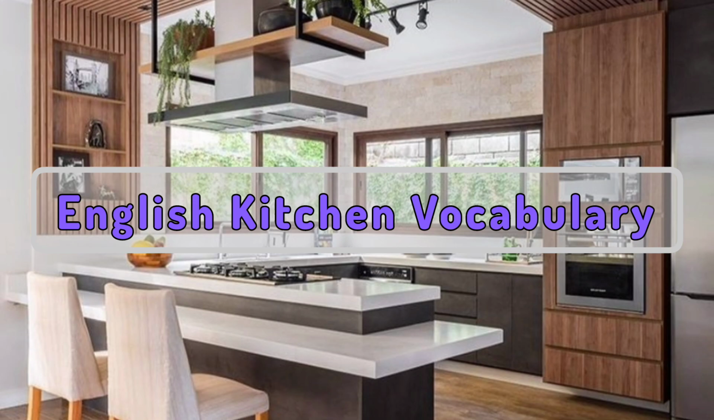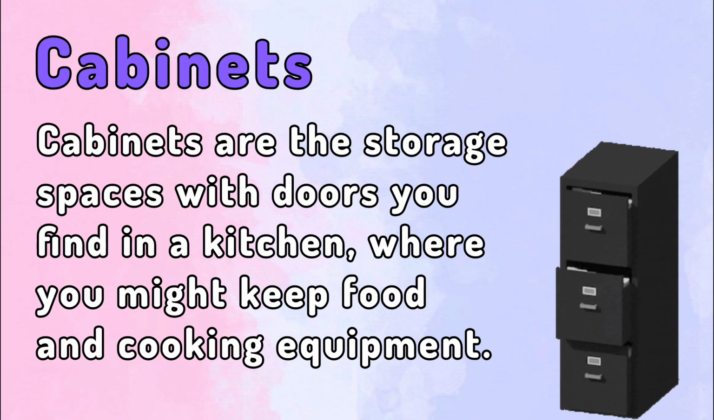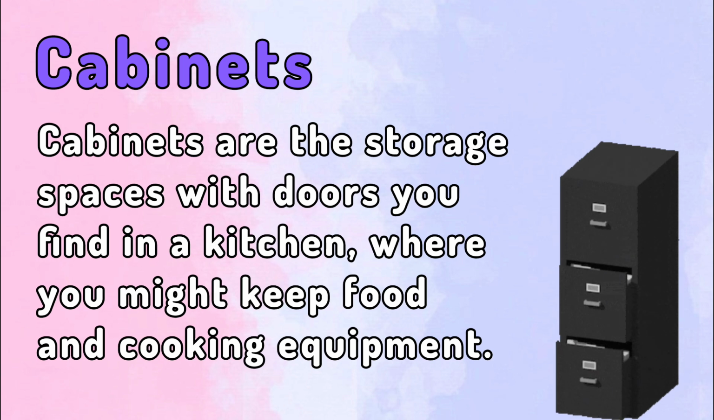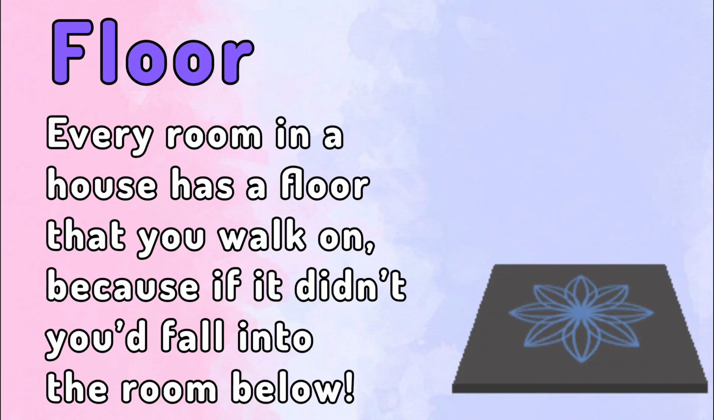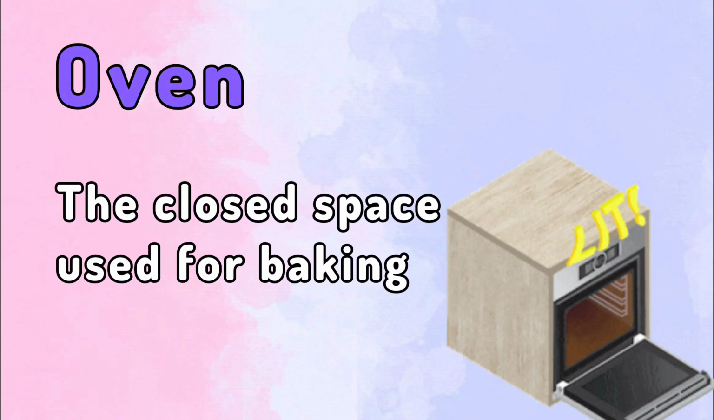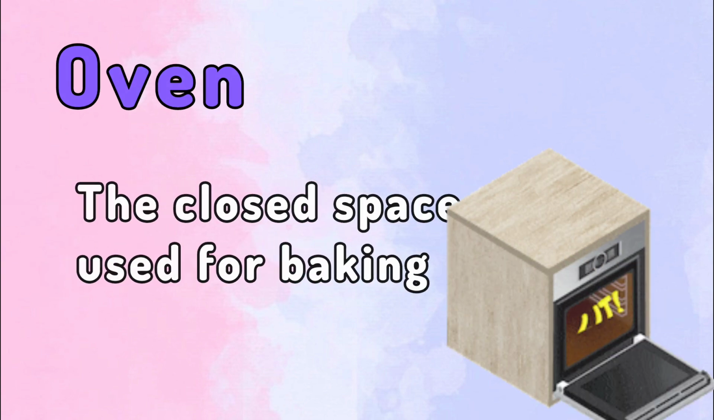English kitchen vocabulary. Cabinets. Cabinets are the storage spaces with doors you find in a kitchen, where you might keep food or cooking equipment. Floor. Every room in a house has a floor that you walk on, because if it didn't, you'd fall into the room below. Oven, the closed space used for baking.